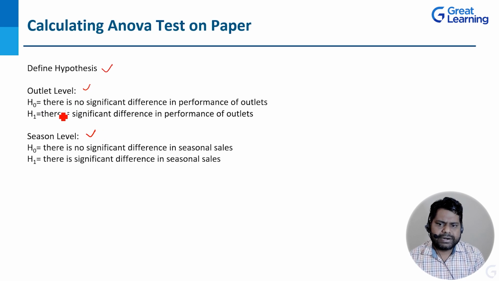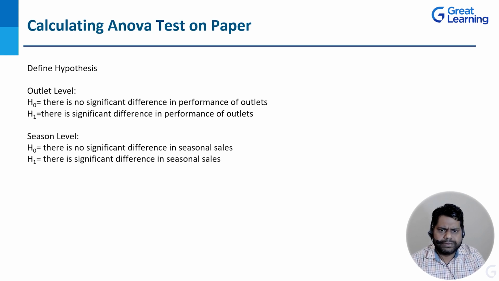For the outlet level, our null hypothesis says that there is no significant difference in the performance of outlets. The alternate hypothesis says that there is a significant difference in the performance of outlets, or we can say there is one outlet whose mean performance is different from the others. At the seasonal level, the null hypothesis is that there is no significant difference between the seasons. The alternate hypothesis says that there is a significant difference between the seasons. Now we have our hypotheses defined.